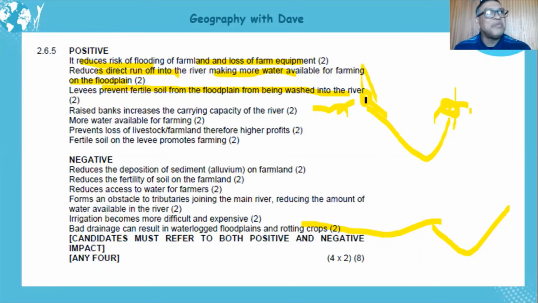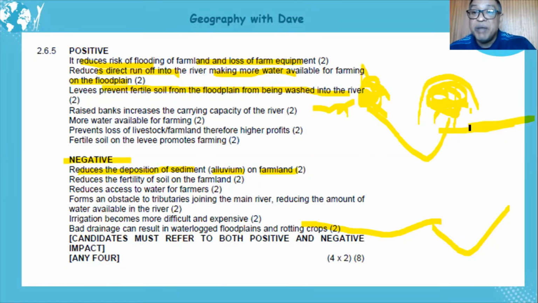I'm not going to go through all the options, learners. I know my hour is almost up, and I'm sticking to it. Negative: reduces deposition of sediments, rich alluvium, and fertility of the soil on the farmland. So what happens? Because it gets raised, less of the rich sediment, alluvium, comes across. The farmer needs this fertility to farm on, but he loses out. Can you see the negative?